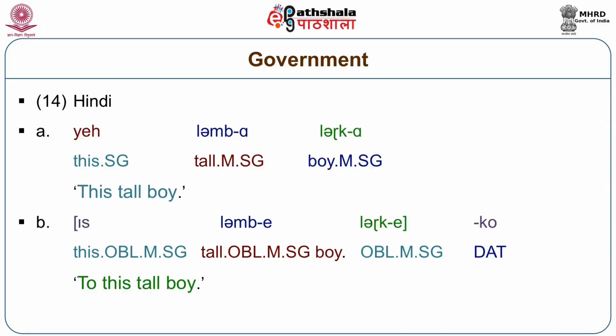So in Hindi, when you say ye lamba ladka, that's the nominative noun phrase. But as soon as you put a ko on this noun phrase, each element assumes a different form. Then you have to say is lambe ladke ko. Now note the difference between the forms. Ye changes to is, lamba changes to lambe, ladka changes to ladke, without actually any difference in the feature values of number and gender. The one thing that differs is the case forms of the noun.